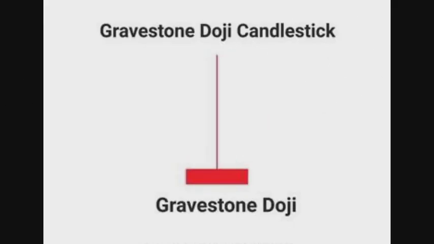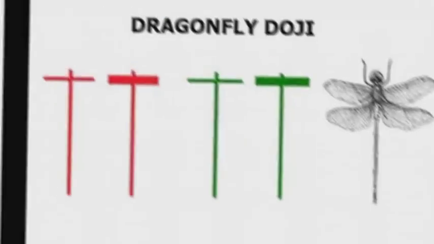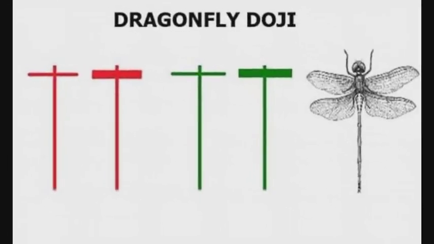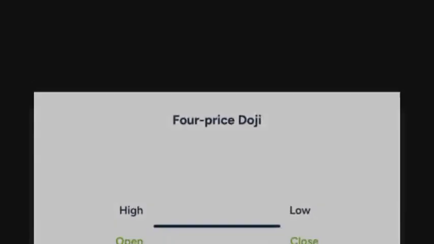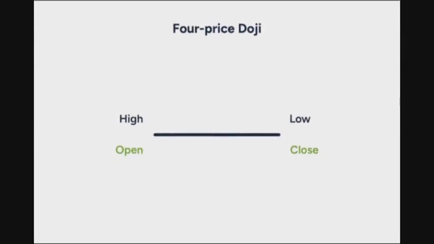3. The gravestone doji. The gravestone doji has a long upper shadow and no lower shadow, indicating potential reversal in a bullish trend. 4. The dragonfly doji. The dragonfly doji has a long lower shadow and no upper shadow, often signaling a reversal in a bearish trend. Number 5. The 4 price doji. This is an extremely rare candlestick pattern with no shadows and no bodies, suggesting an extremely quiet market.